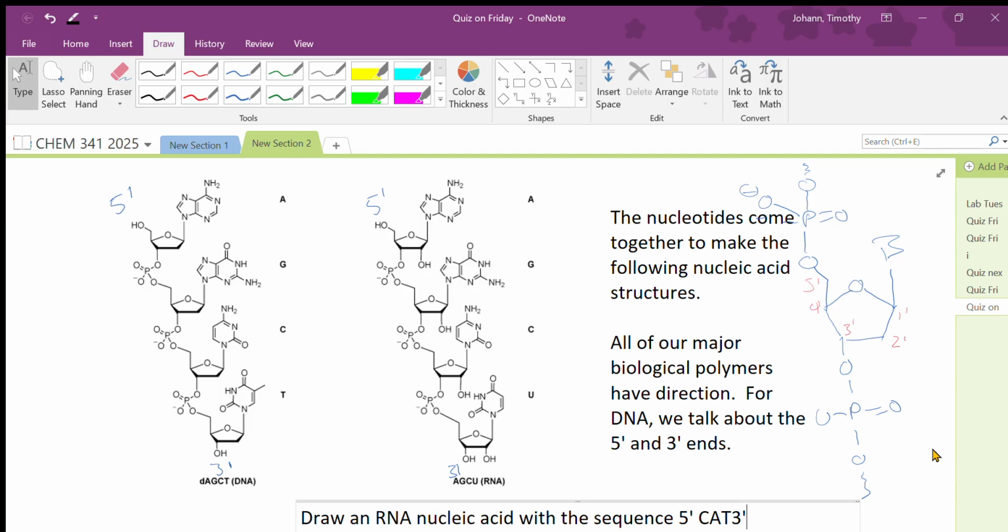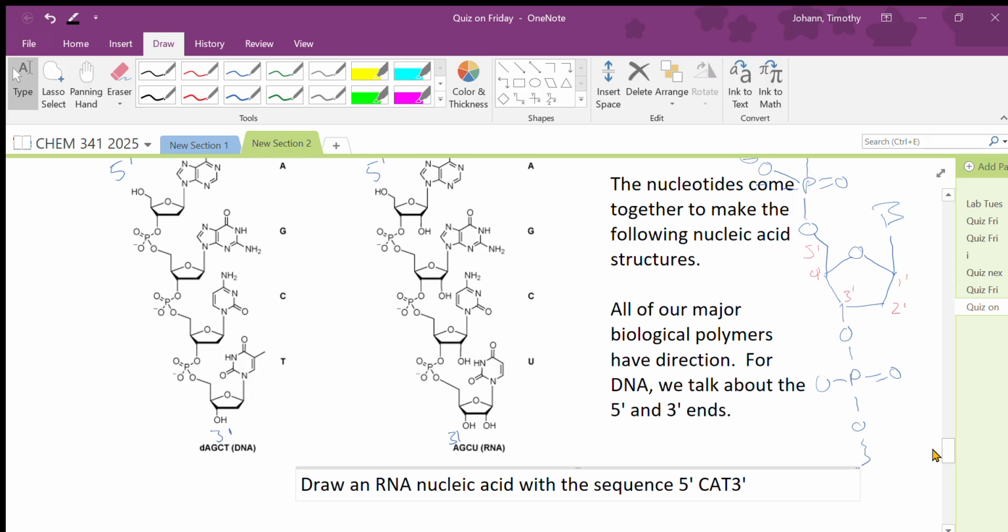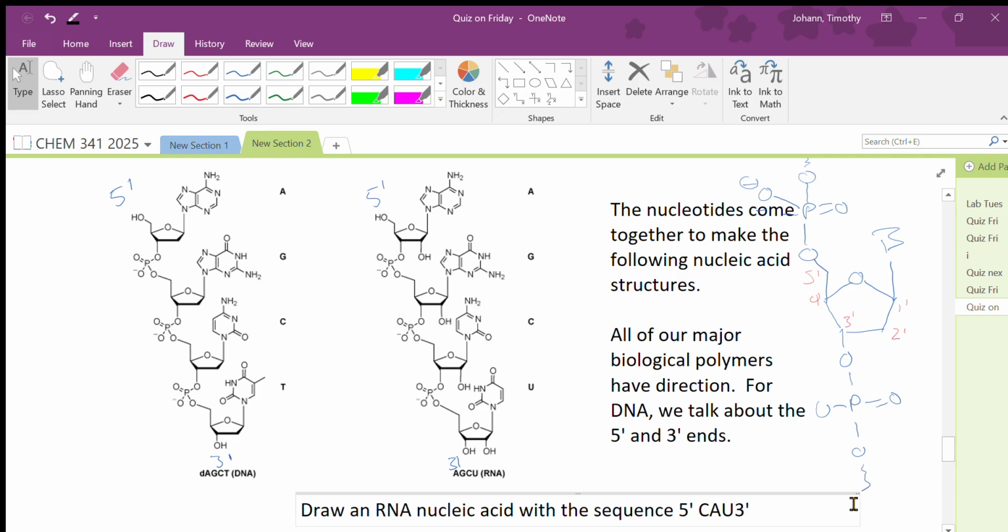Yes? Doesn't RNA use U? Oh, it does use U. I'll change that. Depending on the RNA you're looking at, there's so many weird bases that it does actually use T sometimes, but I don't want to be confusing.